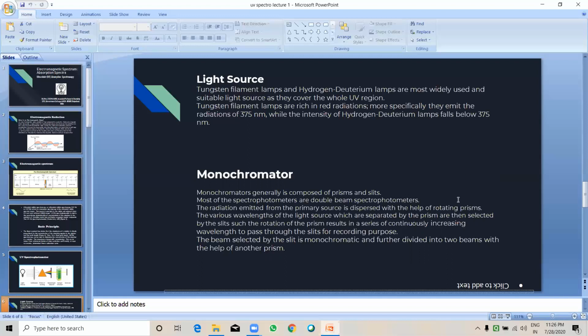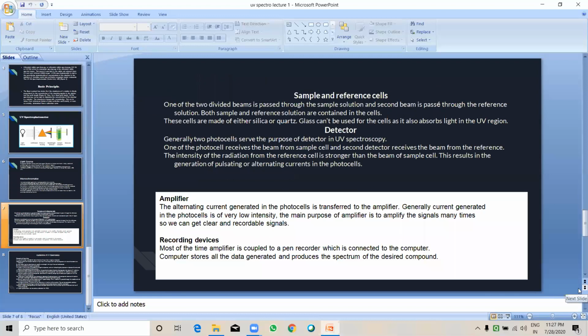Thus, the rotation of the prism results in a series of continuously increasing wavelengths to pass through the slits for recording purpose. The beam selected by the slit is monochromatic and further divided into two beams with the help of the prism. Sample and reference cells. One of the two divided beams is passed through the sample solution and the second beam is passed through the reference solution.